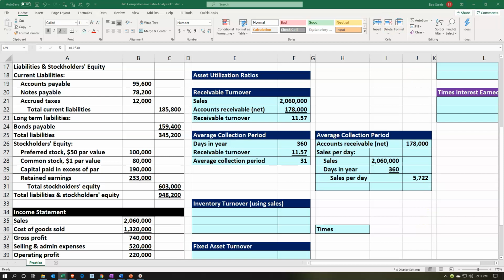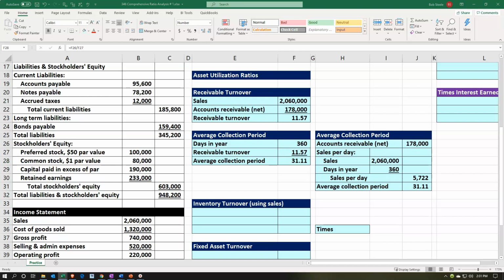So then our average collection period, wrong area, hold on a second, would then be equal to the accounts receivable divided by the sales per day. So that would give us our 31. Notice the 31 might be rounded, so we could say it's 31.11, adding some decimals. So we always have to deal with that rounding being a factor.